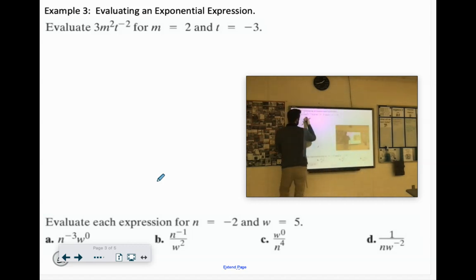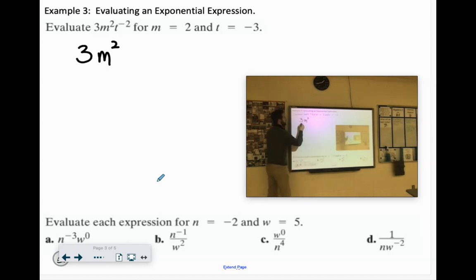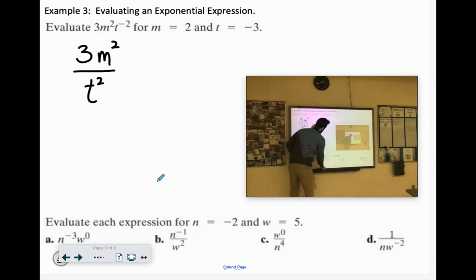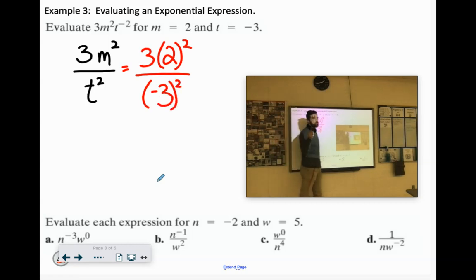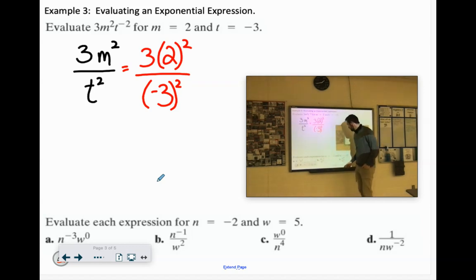So like this, the 3 is fine, the m squared is fine. The t to the negative second needs to go underneath because it's got a negative exponent. Then at this point, I would substitute in the values. So it says m is 2, and then t is negative 3. Remember, when you substitute in values, it's very important to put them in parentheses.